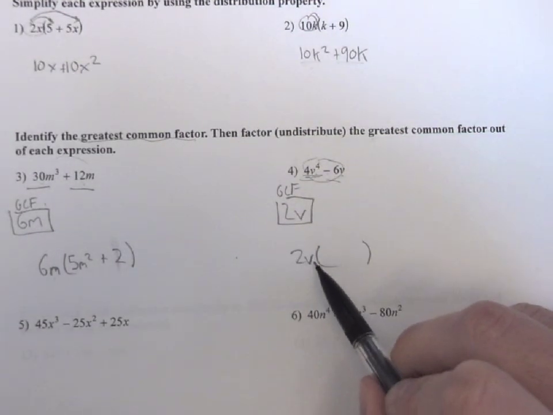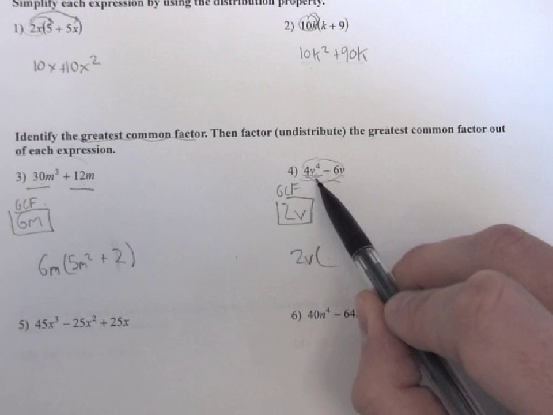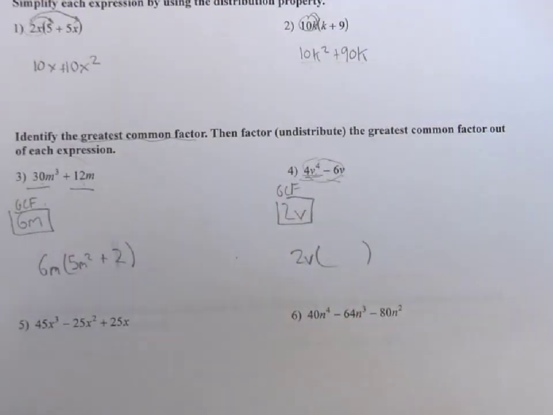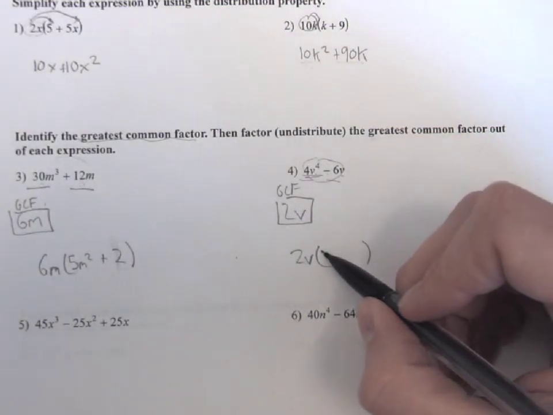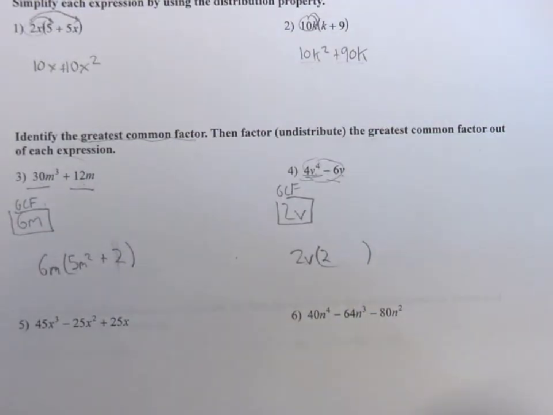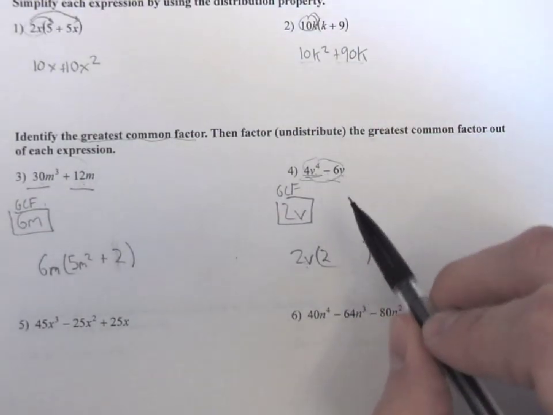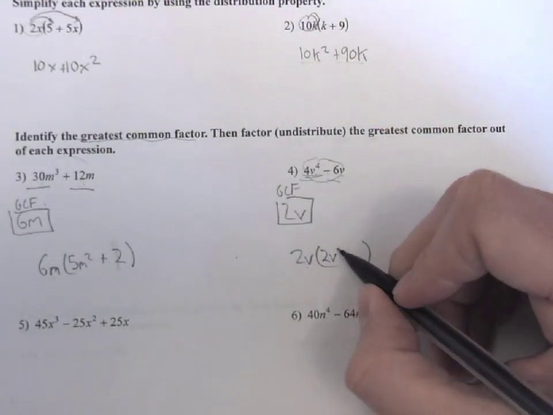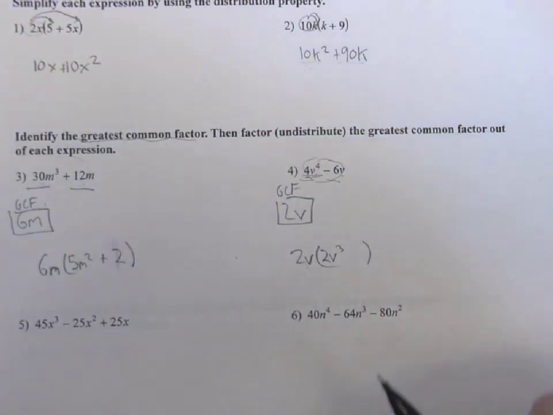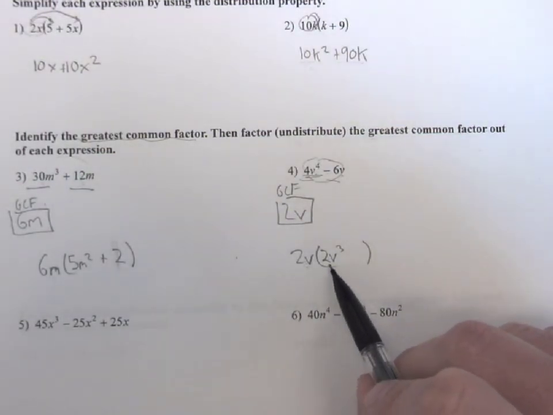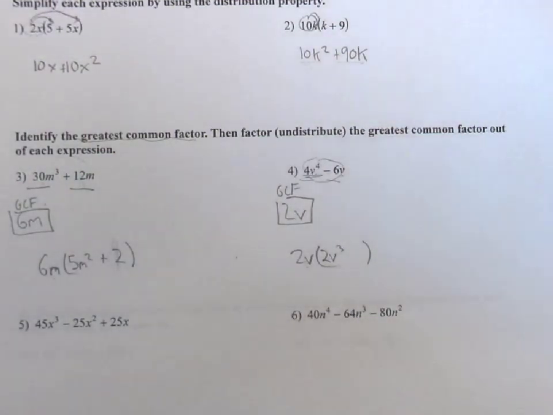So 2v times what gives you 4v to the fourth. Okay, well 2 times 2 gives me a 4. But I need a v to the fourth, so v times what gives me v to the fourth? We're going to need a v to the 3 here. So 2v times 2v to the third is 4v to the fourth.